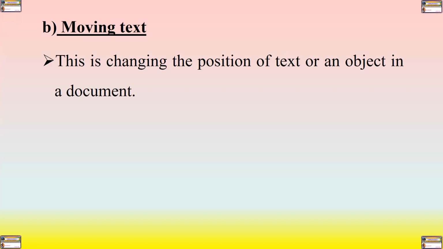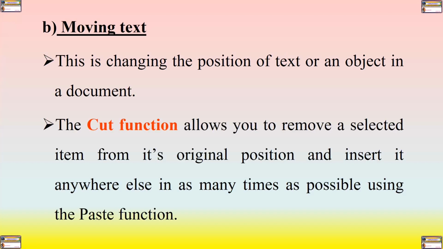If you want to move text or some portion of text from one section of your document to another, you can do what we call moving text. So what is to move text? To move text is to change the position of text or an object in a document. The cut function allows you to remove a selected item from its original position and insert it anywhere else, as many times as possible, using the paste function.